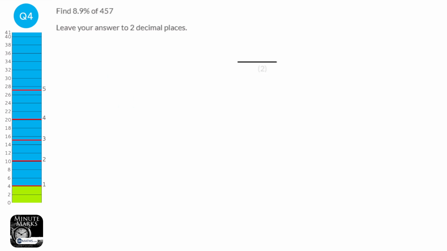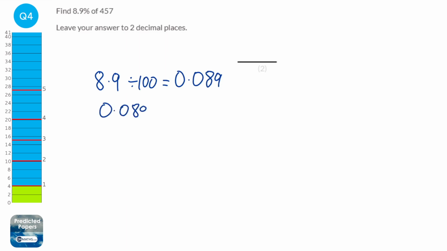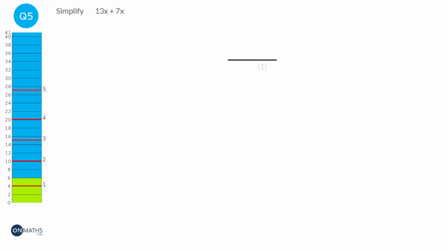So for this question we need to convert the percentage to a decimal. So to do that we get that 8.9%, and we just divide by 100, and so that will give us 0.089. And 0.089 of normally means times in maths, so we just go times that by 457, and that will give us 40.67.